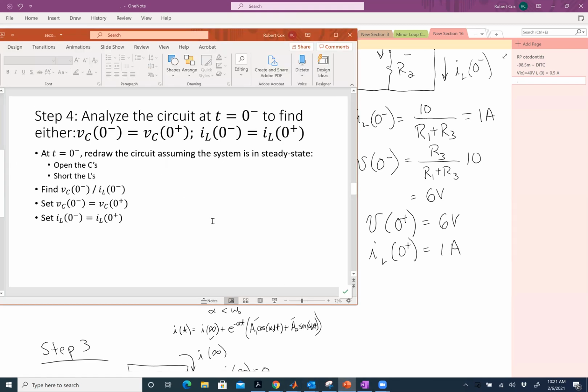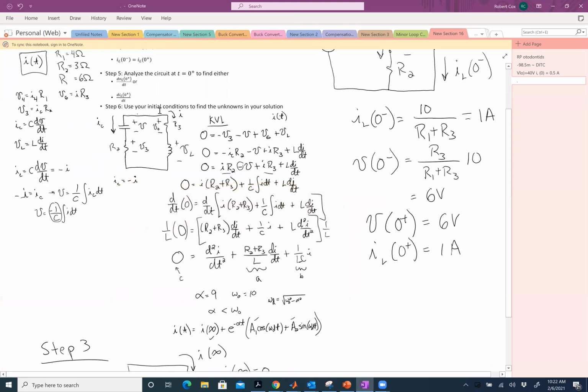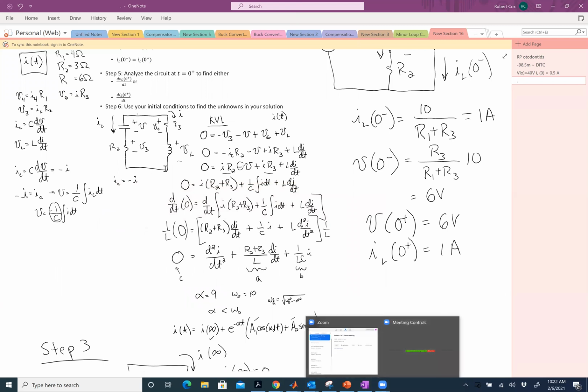So basically what we said in step 5 is that I move the switches to wherever they should be after t equal to 0. Then I replace my inductors with current sources, and I replace my capacitors with voltage sources. Solve for IC and solve for VL, and then use those values to get the derivatives. So we're going to move the switches, replace our inductors with current sources, replace our capacitors with voltage sources. We know that after the switch moves, the circuit looks like this.